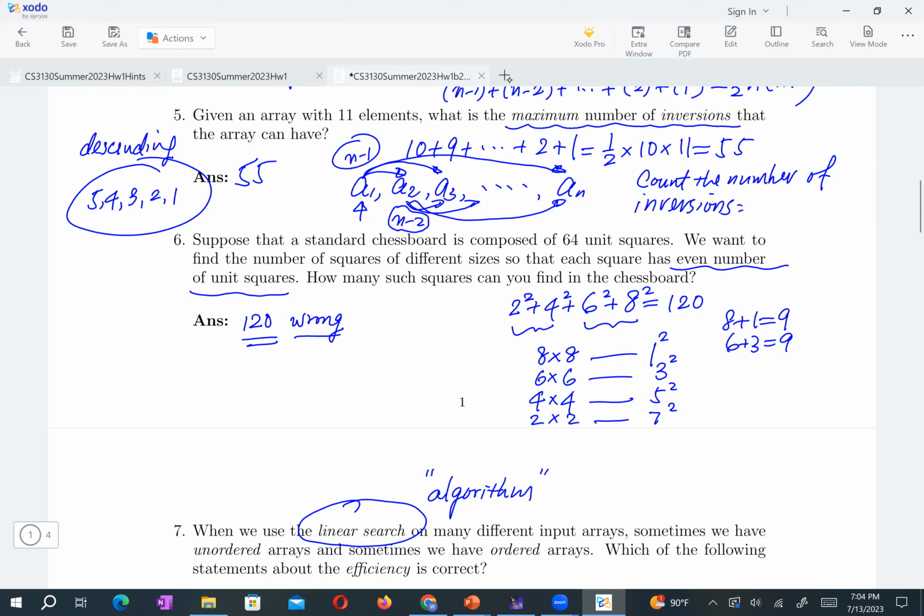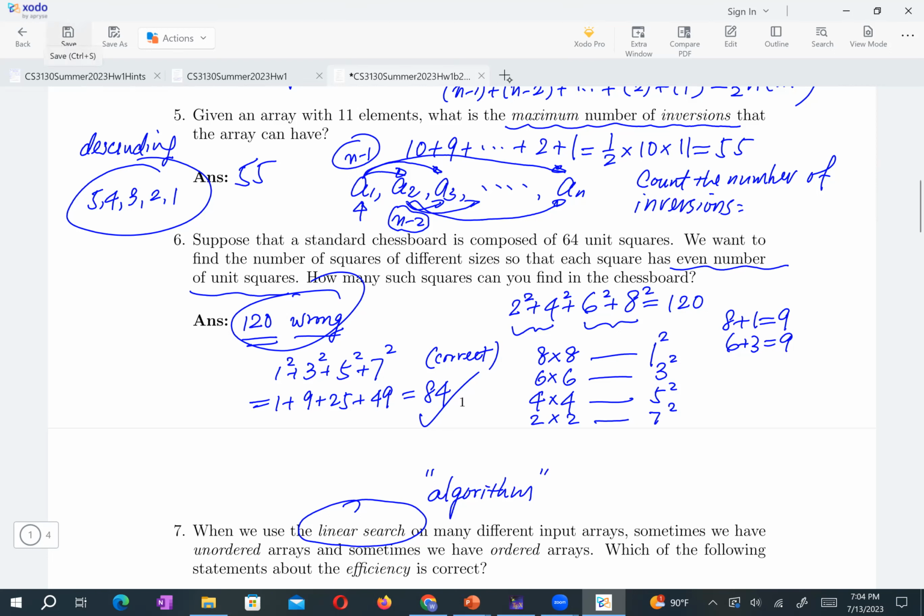So we should calculate the correct way: 1 square plus 3 square plus 5 square plus 7 square. 1 plus 9 plus 25 plus 49. 84. 84 is correct. This is wrong. I got confused.